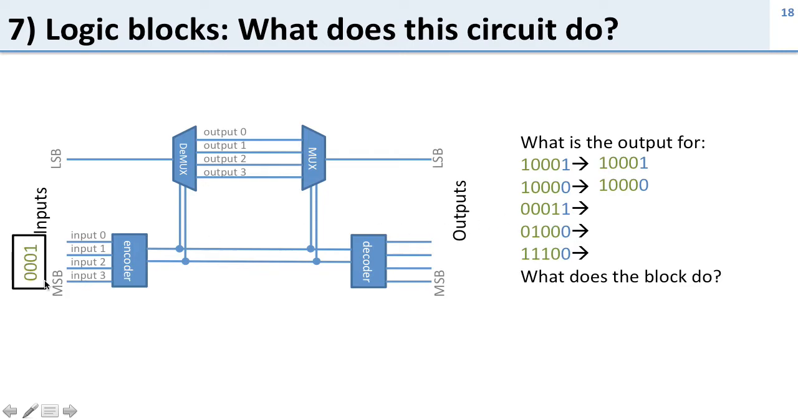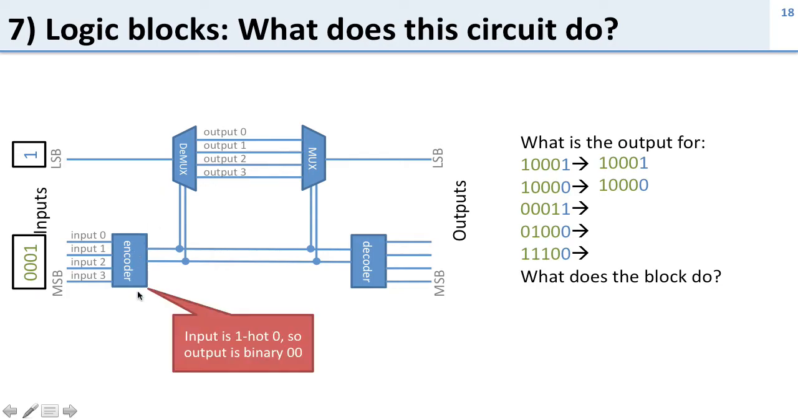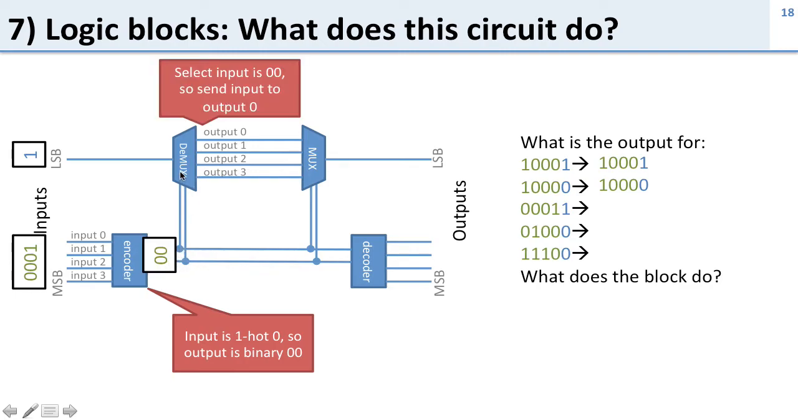So for this value here, we've got 0, 0, 0, 1 on the input to the encoder and 1 going into our demux. So the encoder is going to take a 1-hot 0, that's input 0 is true, and it's going to output a binary 0. So this binary 0 is going to go into the demux up here, and it's going to take its input and send it to output 0. We're going to have that input coming through onto output 0.